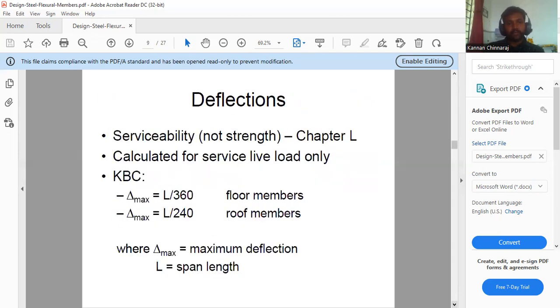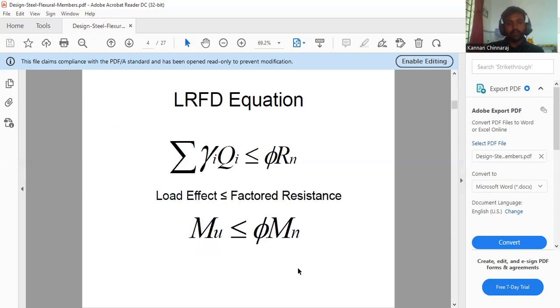This is the deflection, and how to calculate the deflection. Serviceability is not a strength, so it is calculated for service load only. As per KBC, delta maximum, the maximum deflection, equals L divided by 360 for floor members. Also, we can take the maximum deflection equal to L divided by 240 for roof members, where delta maximum is the maximum deflection and L is the length of the beam, or span length.